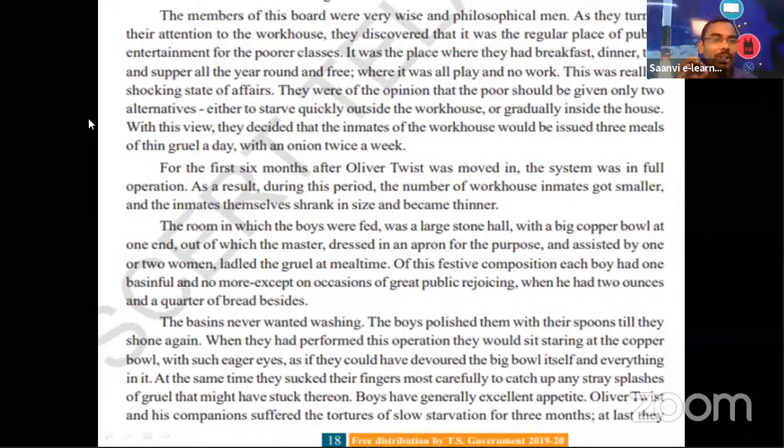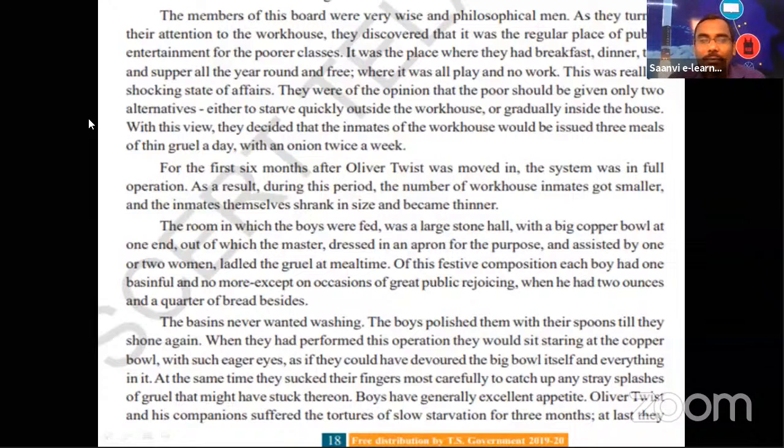So here the children were provided thin gruel, not thick gruel, and with an onion twice a week. You see the situation of the children. They are getting 3 times meals, just a thin gruel without any curries, only one onion twice a week. Onion they won't get every day, only 2 times in a week. Okay, so that paragraph finished.